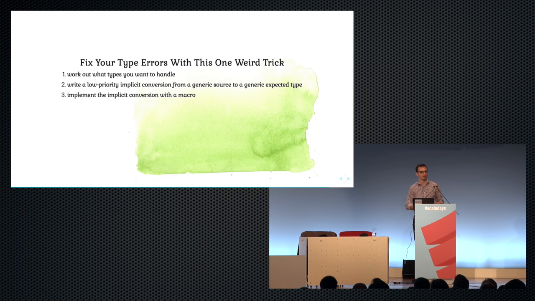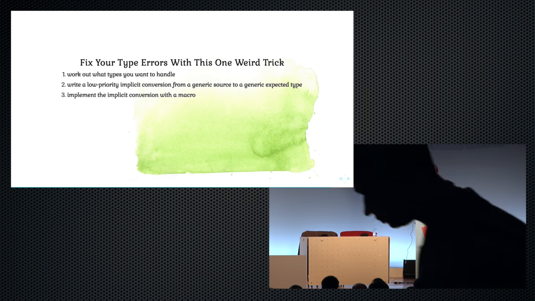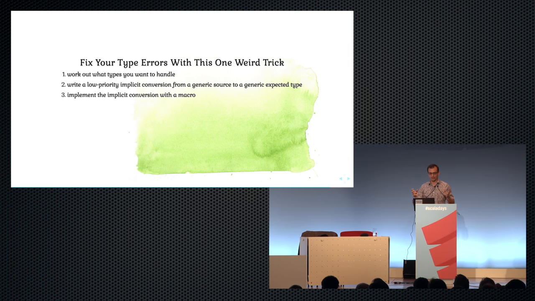We need to implement it with a macro. So we've got that implicit, which will convert from the bad type to the good type, and we're going to implement it with a macro. And the macro will then look at the parameter type of that implicit conversion, and it'll look at the expected return type of the implicit conversion. And when the macro gets instantiated, we can see those types, we can destructure them. It's a bit of work to dig into those types to get the information you need, but you can then compare them at runtime in the macro.